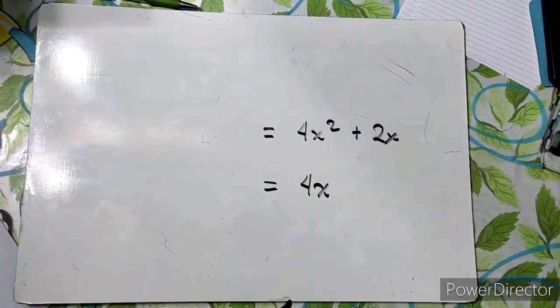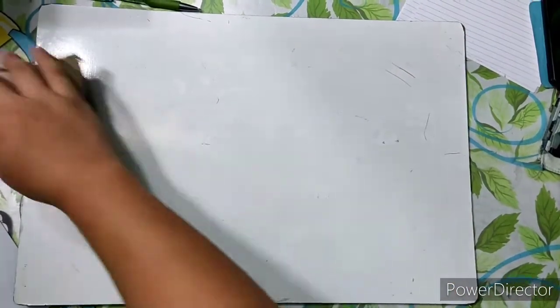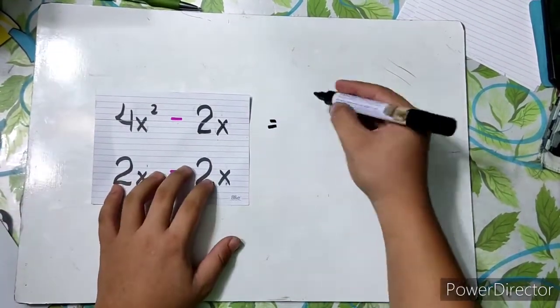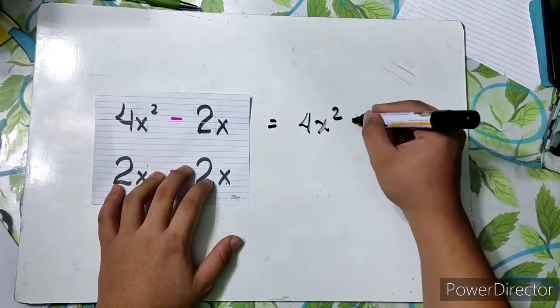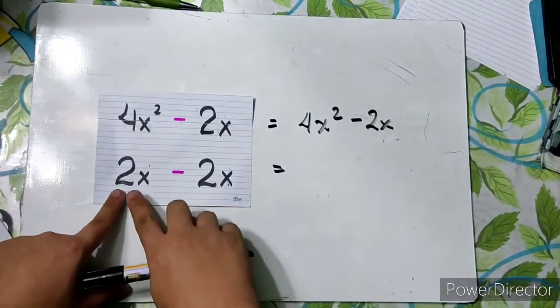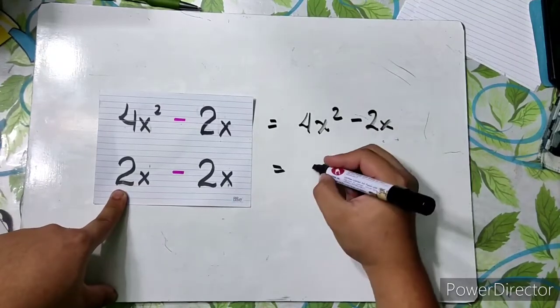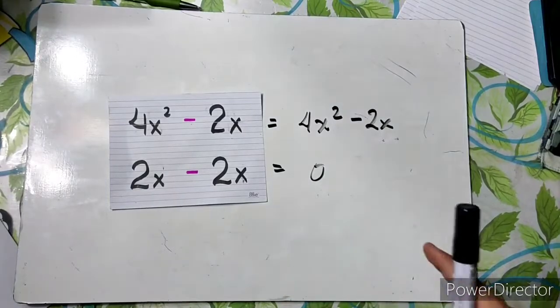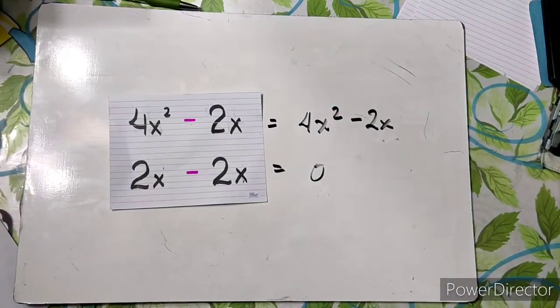Same thing with the subtraction. Here we have 4x squared minus 2x, still cannot be, so we'll just rewrite that, 2x, and the second one can be, so it can be 2 minus 2 is 0. You cannot put x because the coefficient is 0. Now on the multiplication.